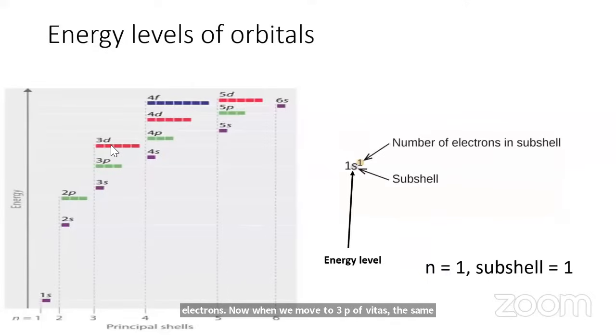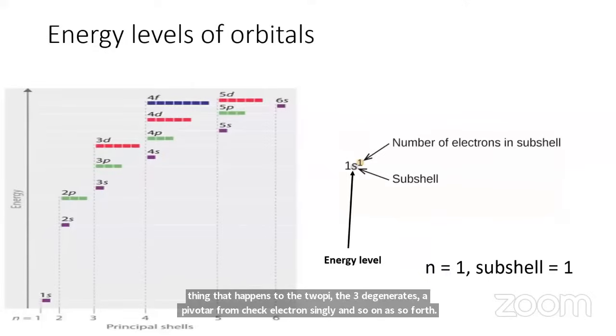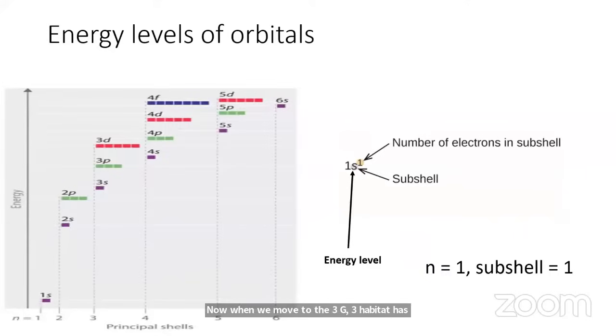Now when we move to the 3d orbitals, the 3d subshell has 5 degenerate orbitals. And so electrons will be accommodated singly before they start pairing. We are going to look at that. The same applies for 4s to 4f and 5s to 5g and so on and so forth.